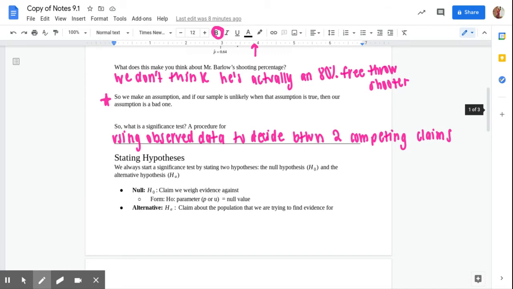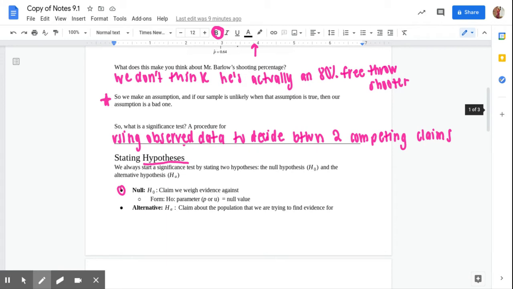And we call these hypotheses. These hypotheses are always about the parameter. So remember, that's our population value. So we're always talking about, we want to find something out about our population. So let's look at the two different hypotheses that we have. We start a significance test by stating two hypotheses, one called the null and one called the alternative.